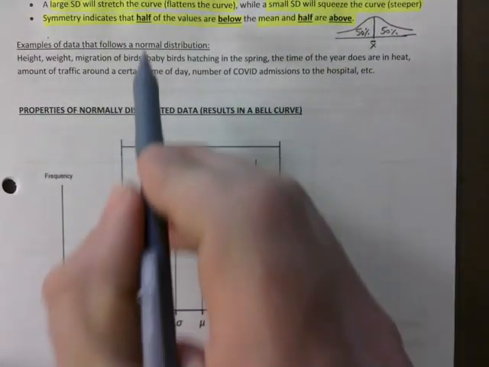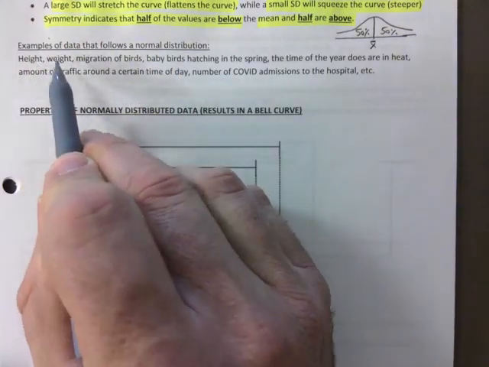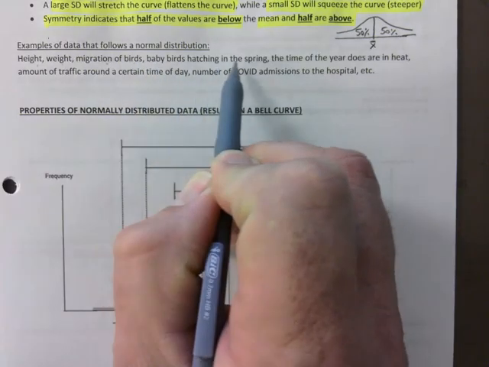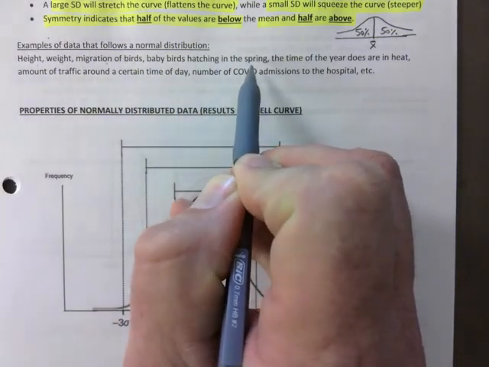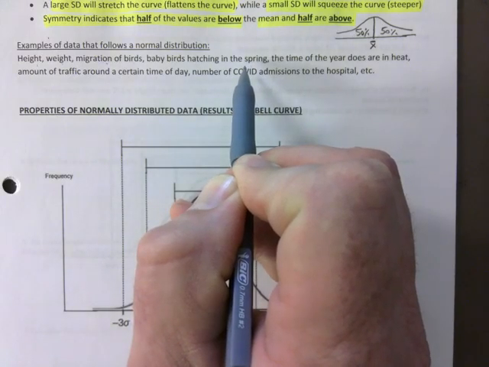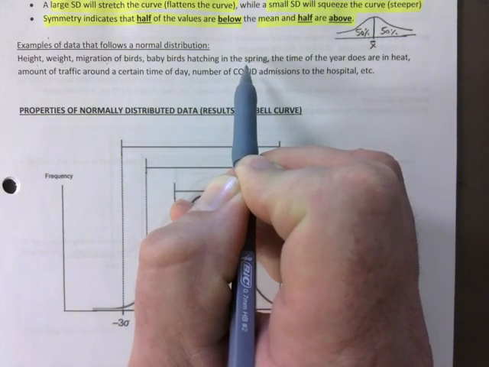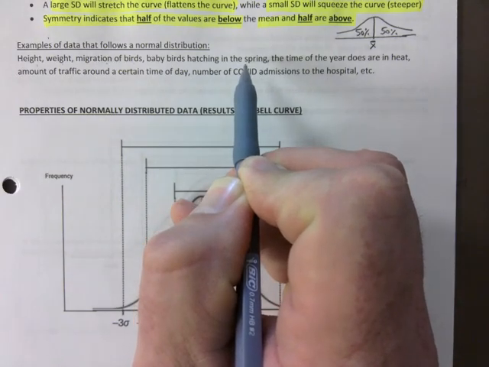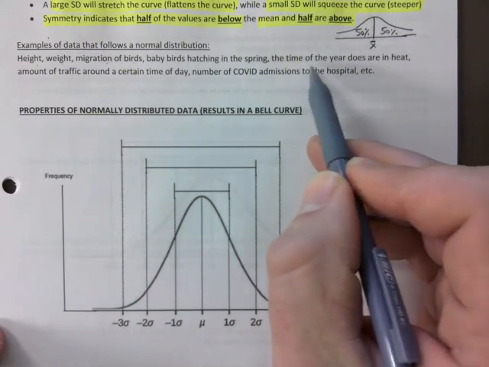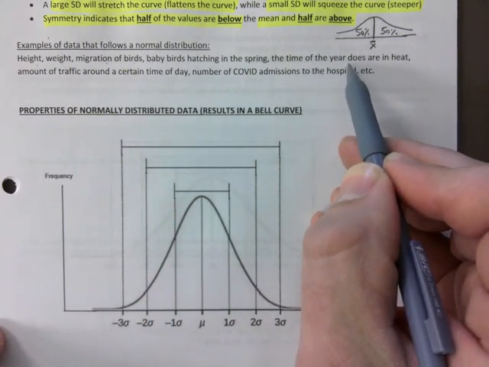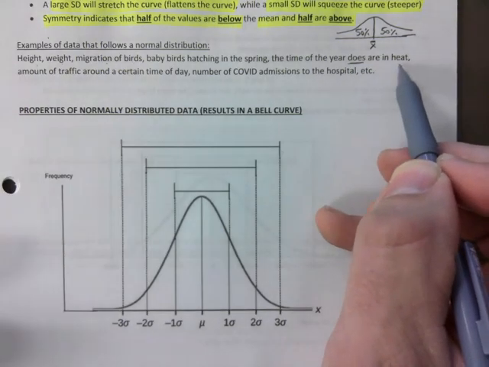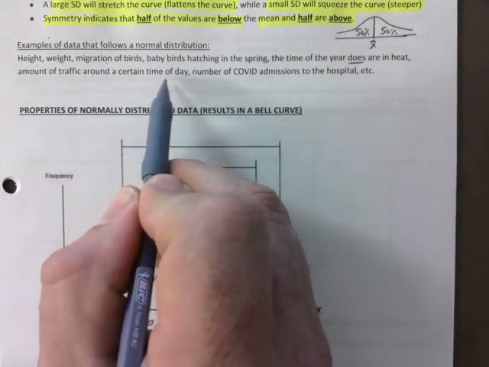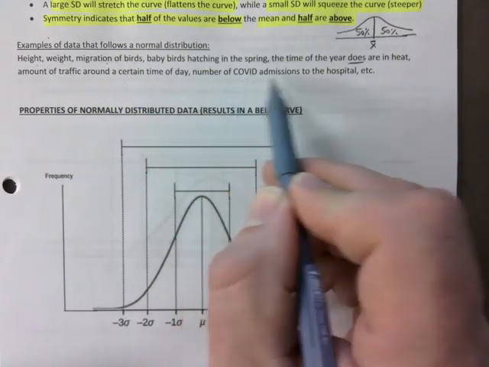Examples of data that follow normal distribution are height, weight, migration of birds, baby birds hatching in the spring, right? There's a peak. There's some that hatch early, not a good thing. A lot of them don't make it, right? Then there's the peak, and then there's some that are very late. So that's the same thing here. The time of the year that does, like deer, are in heat when they're able to become pregnant, amount of traffic around a certain time of day, number of COVID admissions.